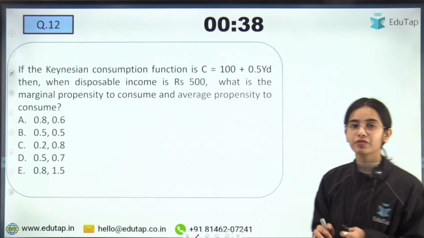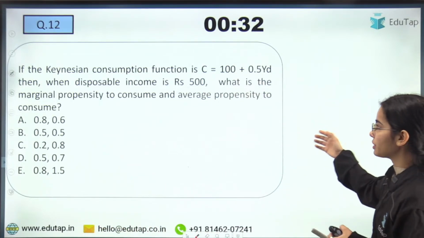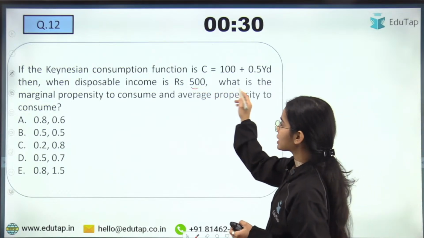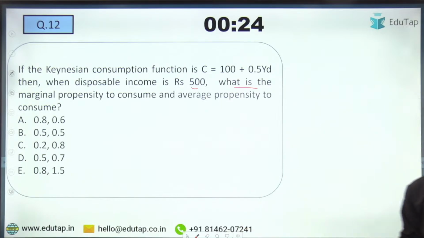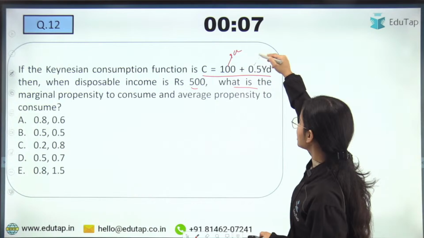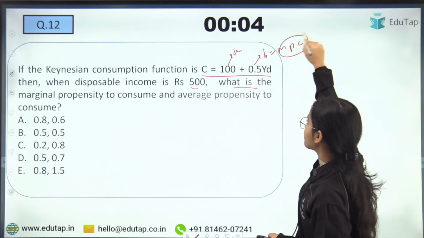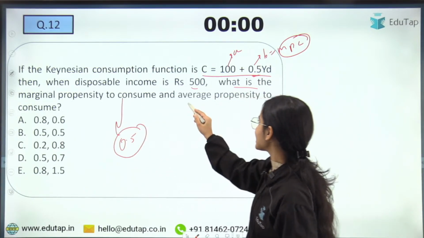Now coming to the next question: if the Keynesian consumption function is C equal to 100 plus 0.5 disposable income, when the disposable income is this, what is the marginal propensity to consume and what is the average propensity to consume? Try to answer this question. This is a comparatively easy question. As you know, in the consumption function, this is autonomous consumption, this is B, that is MPC. So MPC is 0.5. Simple.